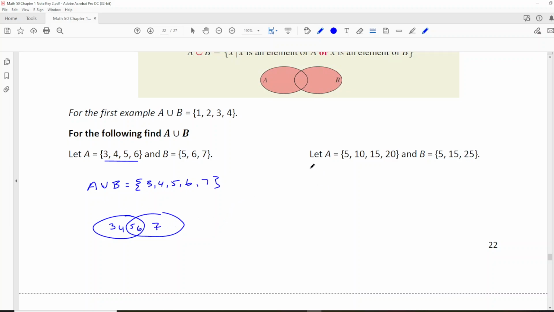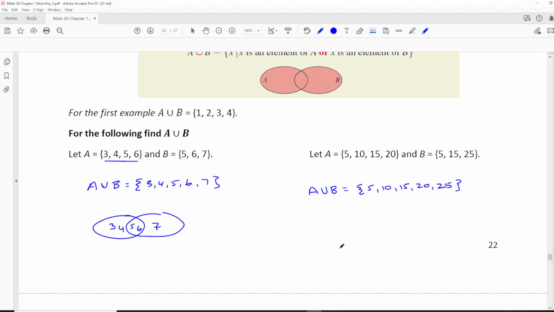So I want you to pause the video and give this one a go. What satisfies A or B? What is the union of those two sets? And hopefully you counted by 5s up to 25. So 5, 10, 15, 20, and 25.